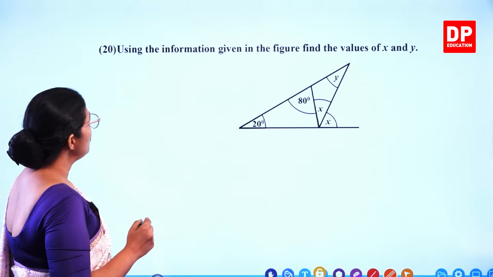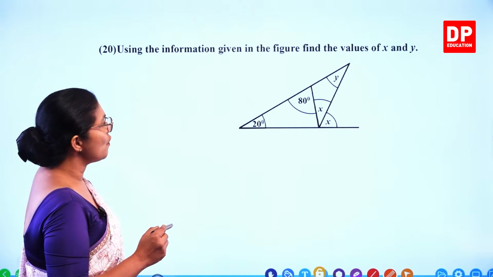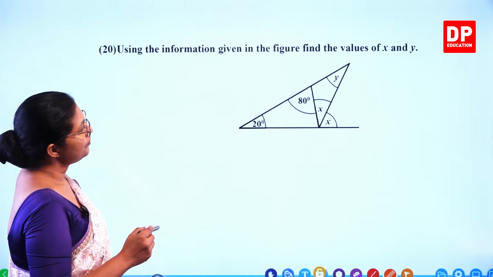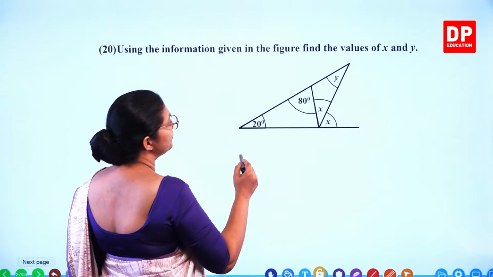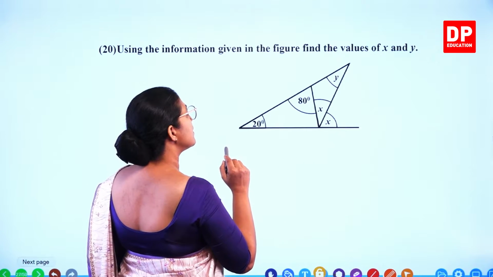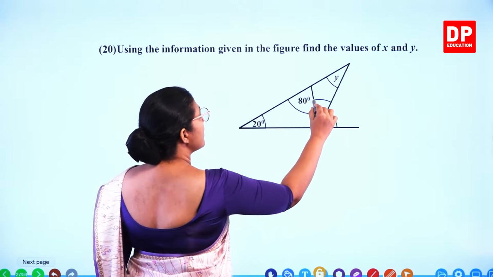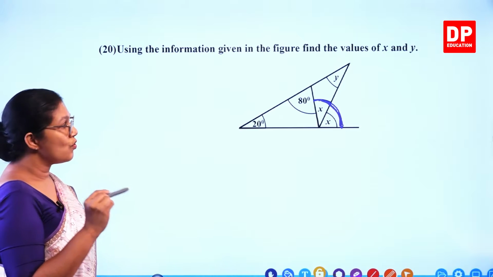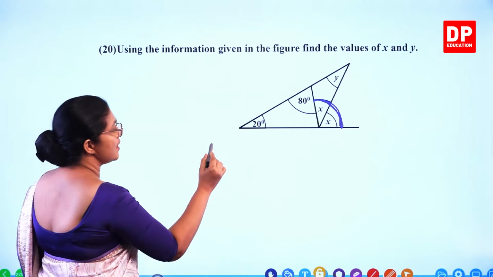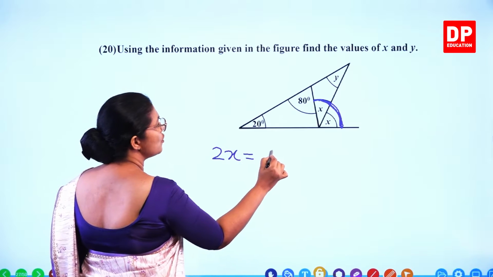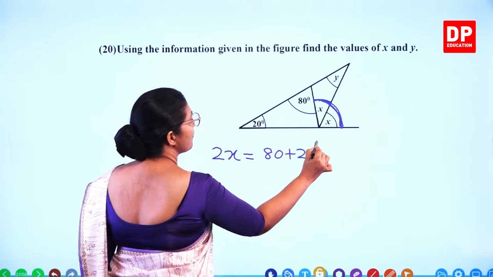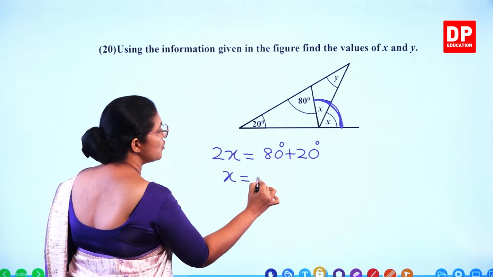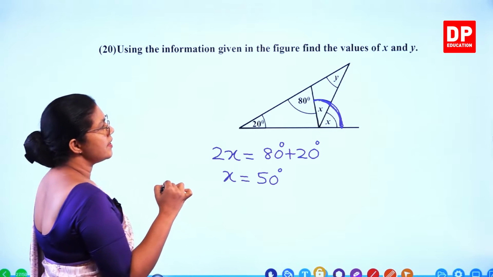Question number 20. Using the information given in the figure, find the values of x and y. How do we find out x first? Here can you see, when you take this small triangle, this is the exterior angle to these interior angles. So how do you find out the x? We can say x and x, 2x should be equal to 80 plus 20. 2x becomes 80 plus 20, that is 100. 100 divided by 2, that's 50 degrees.